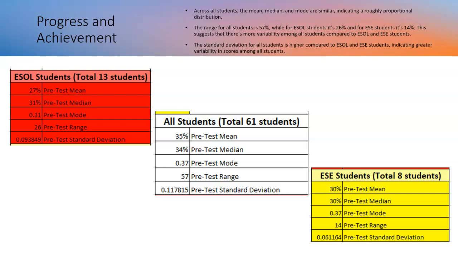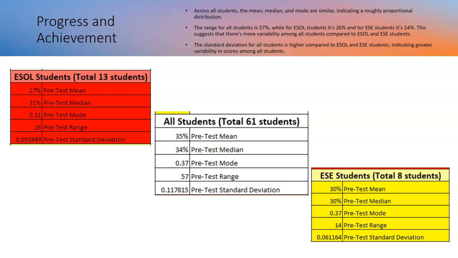If we look at the mean, median, and mode across the students, we find that they are all similar, indicating a roughly symmetric distribution. This indicates that the pretest effectively captured the diversity of students' abilities without significant bias or outliers skewing the results. This allows the teachers to target instructional strategies and interventions to address common areas of weakness or to provide additional challenges to students who are excelling.